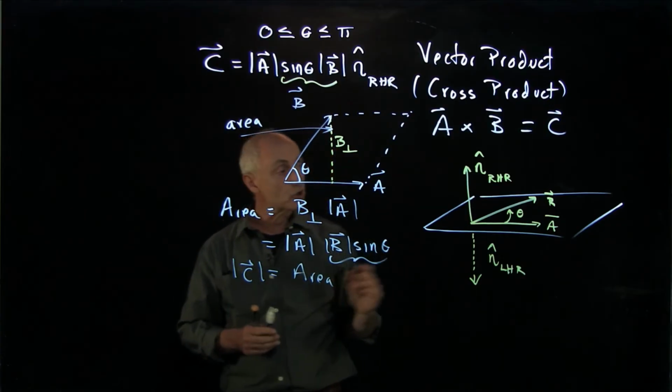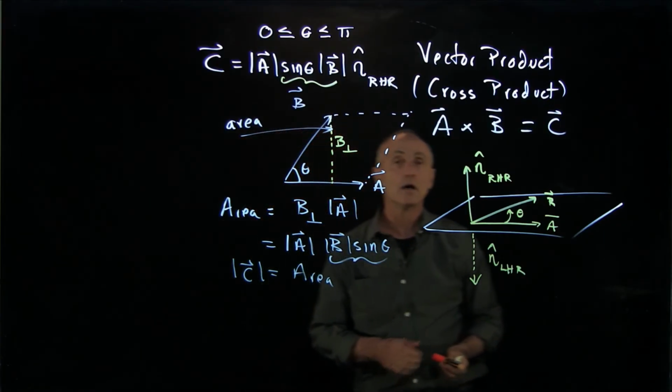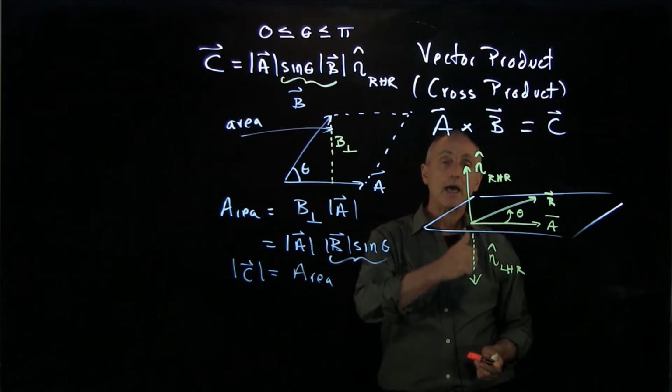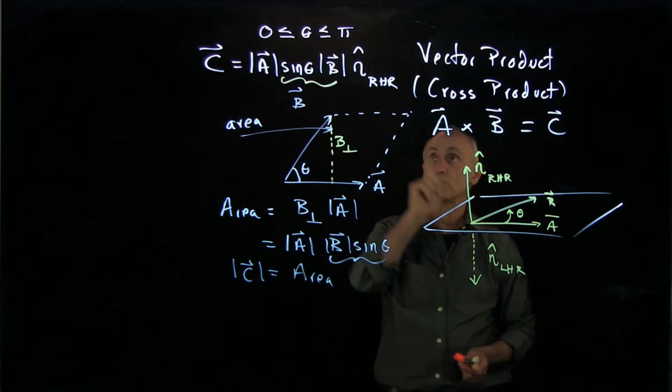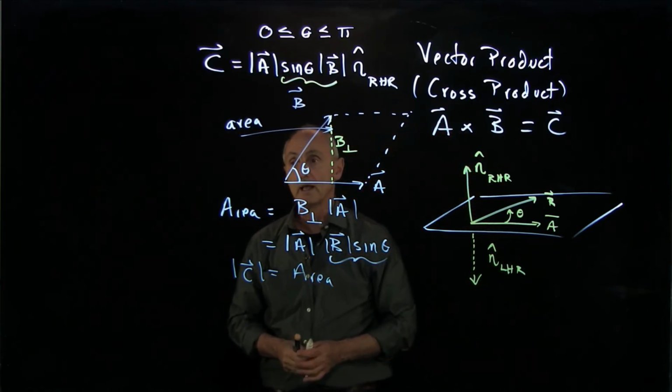And we have a choice of which way we want to pick C to point. And that's where, as a convention, we're choosing the right-hand rule.